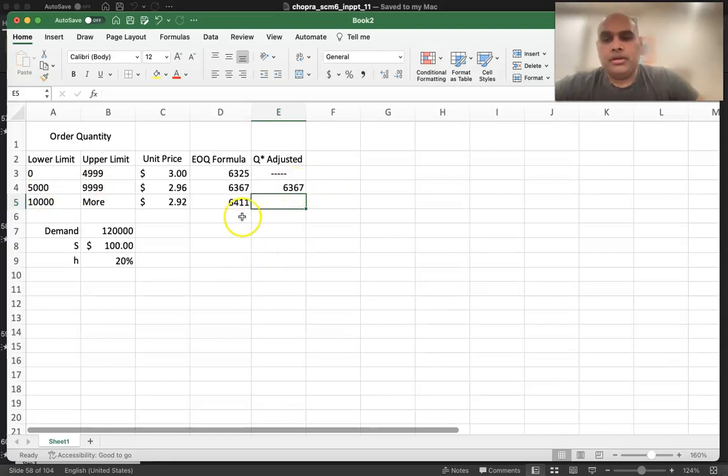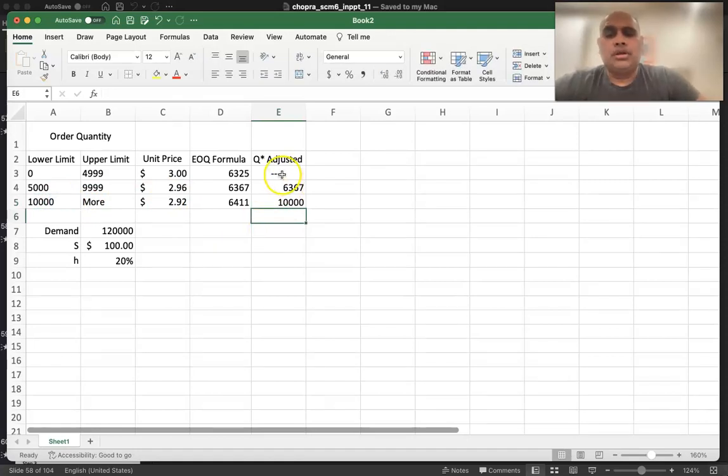Now, here you'll notice that this number is smaller than the lowest number in that range, right? So you're saying that for the unit price to be $2.92, I cannot order 6,411 items, because if I order 6,411 items every time I place an order, the unit price is actually going to be $2.96. So I have to order a minimum of 10,000 to get a unit price of $2.92. So my Q star adjusted in this case will be the lower limit.